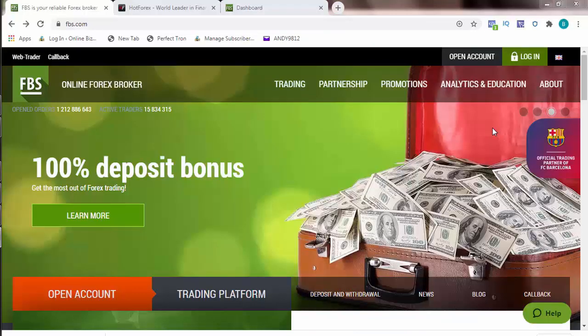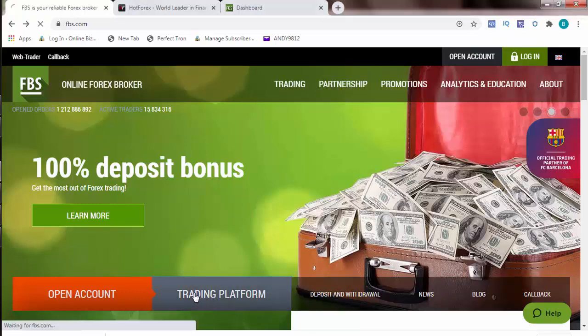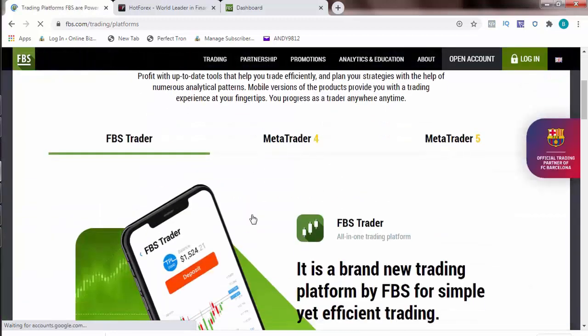Hello guys, in this session I'm going to be guiding us on how to download MetaTrader 4 and also how to use it. So we're going to be using FBS and Forex, our recommended brokers. Now in fbs.com, you come down, you see trading platform. So just click on trading platform. Then you click on trading, it brings you down here.